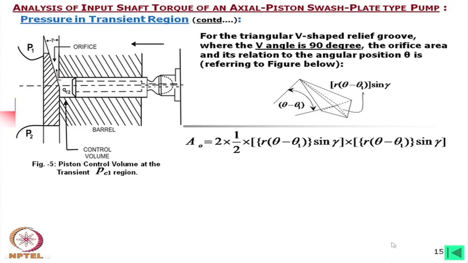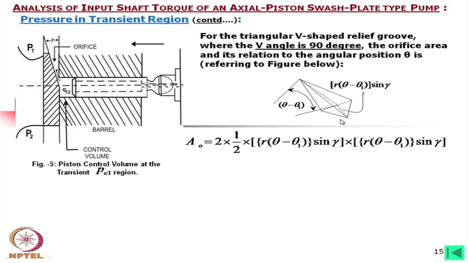Suppose you consider theta at a much higher position, then definitely it is not in this position. But if theta minus theta 1 is lying in this zone, then this will be r (theta minus theta 1), where r is the pitch circle radius, into sin gamma, where gamma is this angle, and this will be the height.